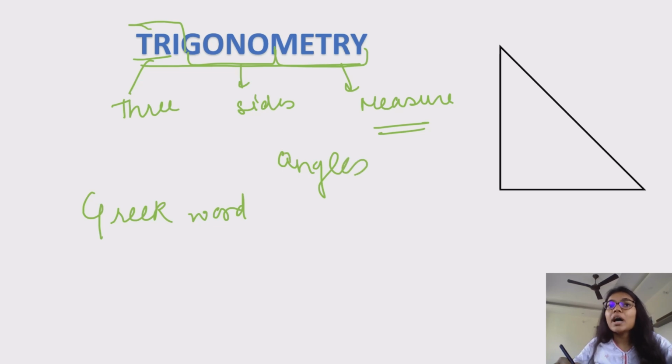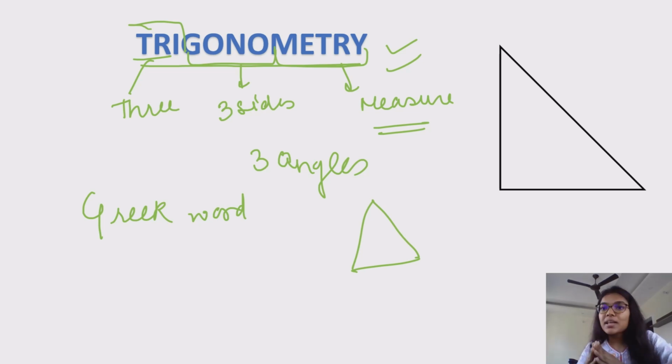Which figure? A figure which has three sides and three angles. Can you name that figure? That figure is triangle, right? So trigonometry is the study of the relationship between the angles and sides of a triangle.